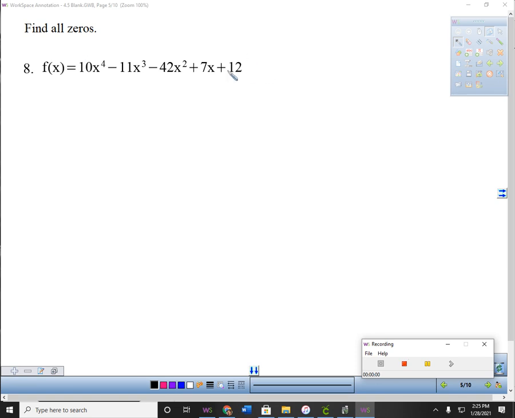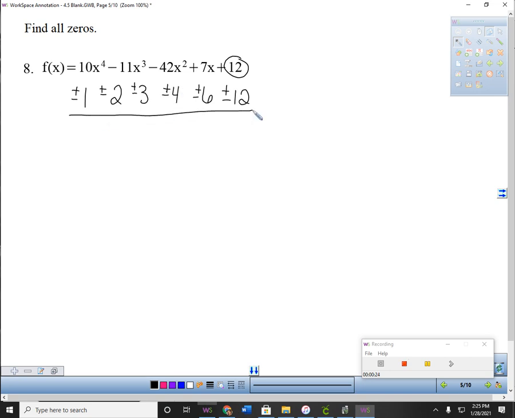All right, so we are going to list all of the factors of 12, which would be 1 and 12, 2 and 6, and 3 and 4. And we will divide that by all of the factors of 10. That would be 1 and 10, 2 and 5.